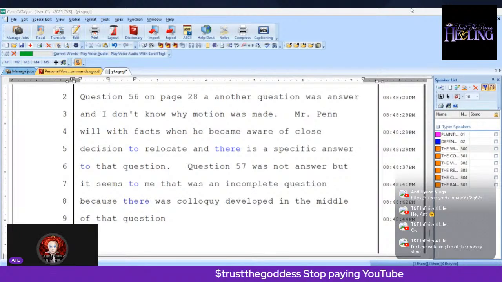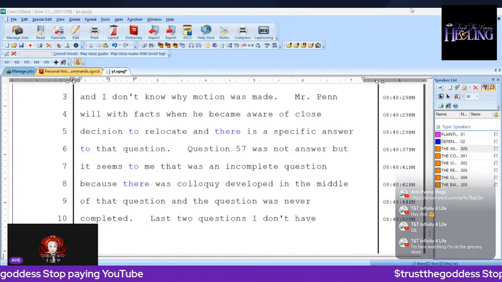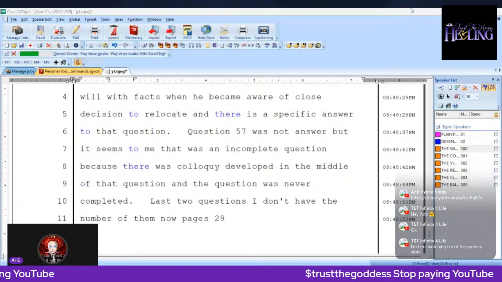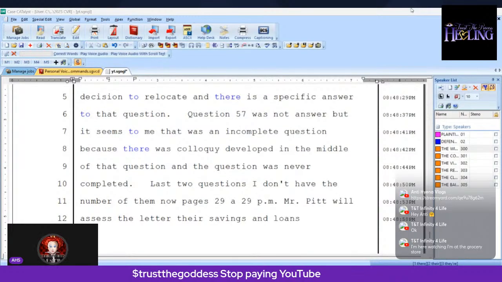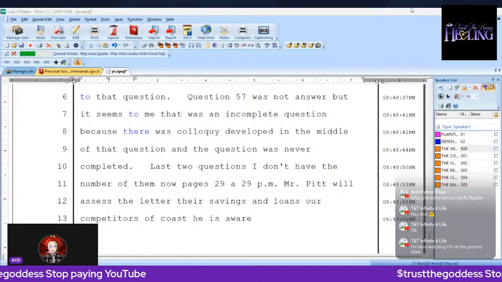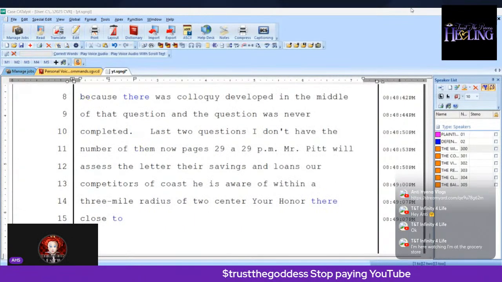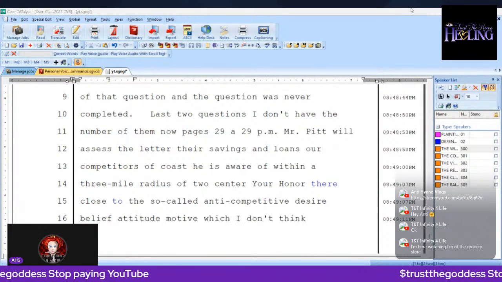Now, the last 2 questions, I don't have the number of them now, but on pages 29A and 29B, Mr. Penwell is asked of what other savings and loans or competitors of Coast he is aware of within a 3-mile radius of Huntington Center. Again, Your Honor, that goes to the so-called anti-competitive desire, belief, attitude, motive, which I don't think is an issue in this case. Thank you, Your Honor.